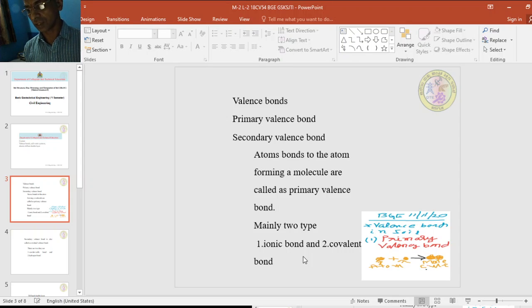As in a molecule one atom is bonding with another atom, there will not be exchangeable ions, therefore it is a strong bond. So mainly there are two types of bond: primary valency bond and secondary valency bond.